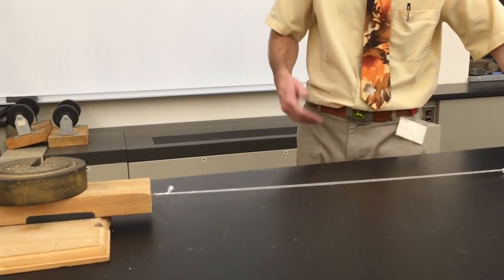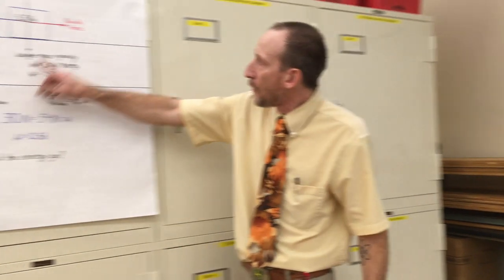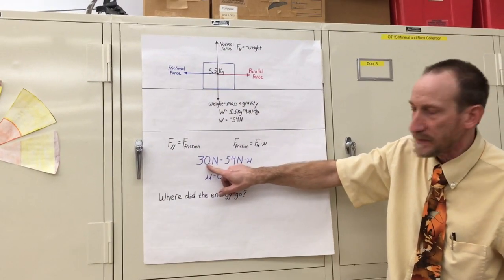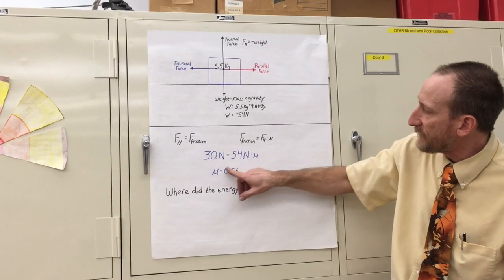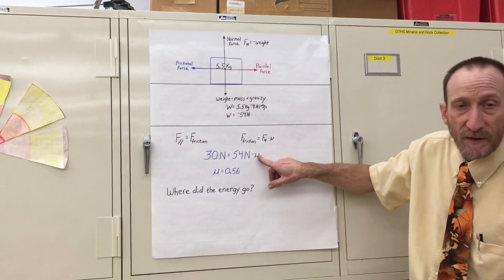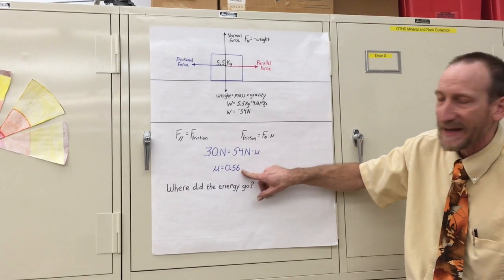And I'm getting an average force of right around 30 newtons. So the parallel force is equal to the frictional force, which is 30 newtons. Taking 30 divided by 54 newtons, because that is the normal force, gives me a coefficient of friction of 0.56.